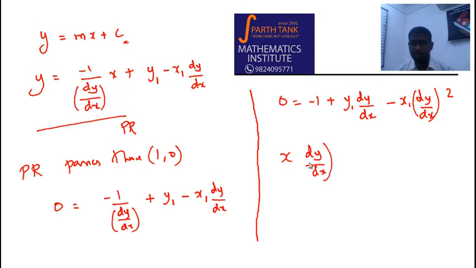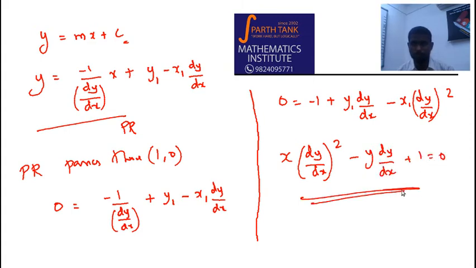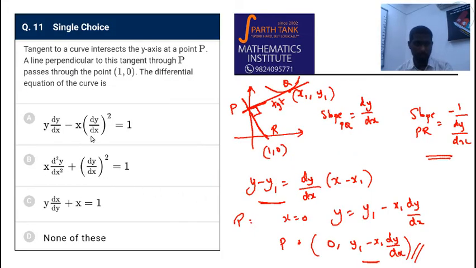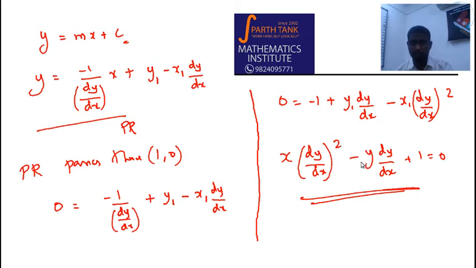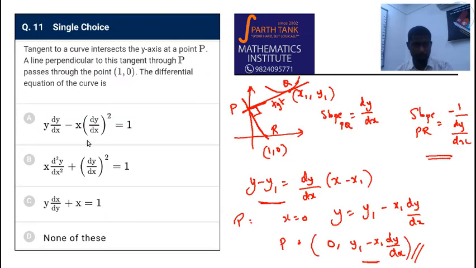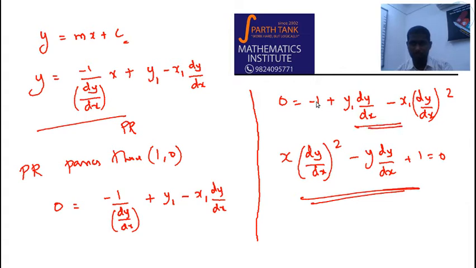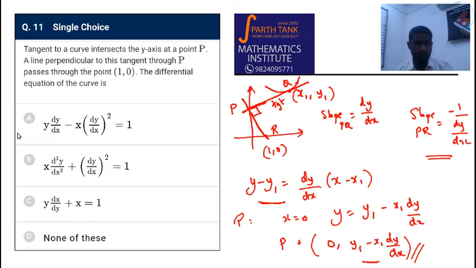x dy by dx the whole square minus y dy by dx plus 1 is 0. Okay, this is the equation. That is, it is in this form with this 1 on the other side. So let's rewrite it anyway in that form: y dy by dx minus x dy by dx the whole square is equal to 1. So this is option A.